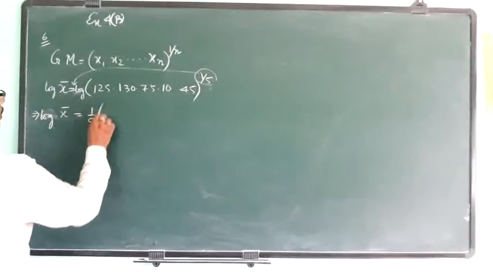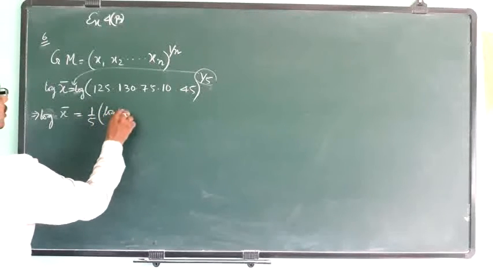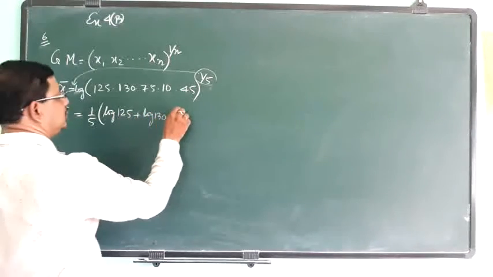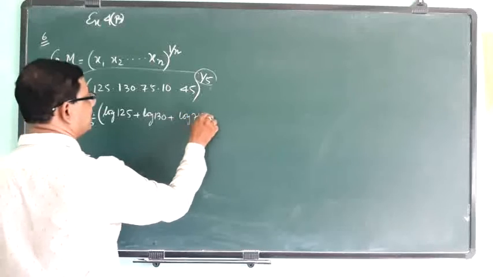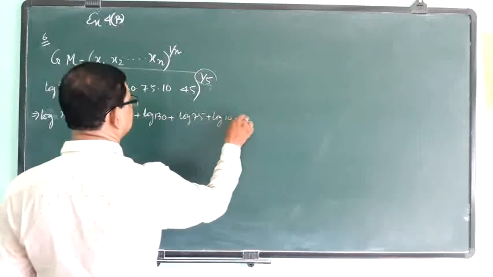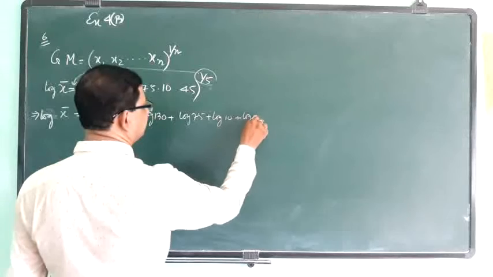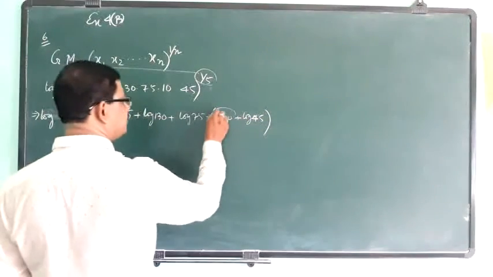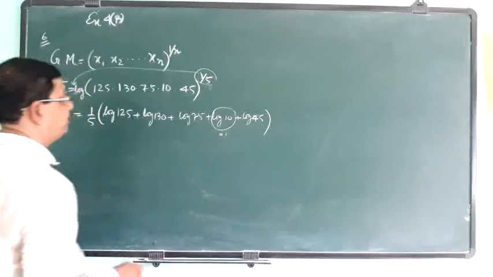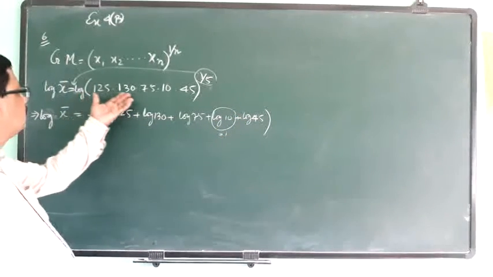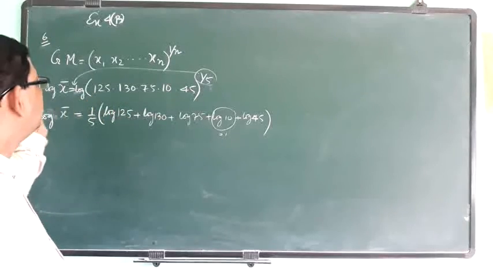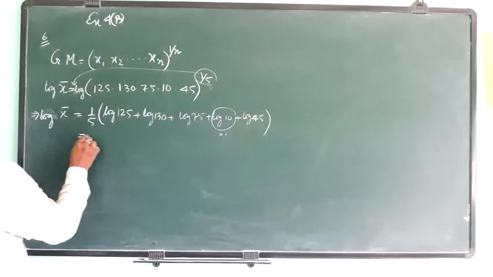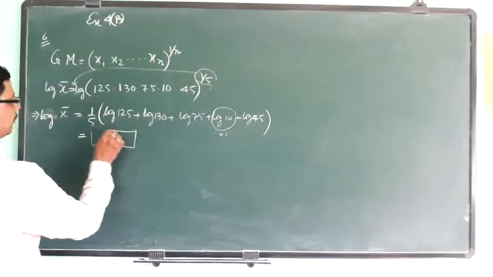Then for the product, you will write like this: log 125, log 130, then log 75 plus log 10 plus log 45. So you can write like that. Log 10, as the base is 10, its value is 1. Or sometimes some students take the multiplication and then do it. It is your choice. Then after some calculation, suppose you will get some figure.